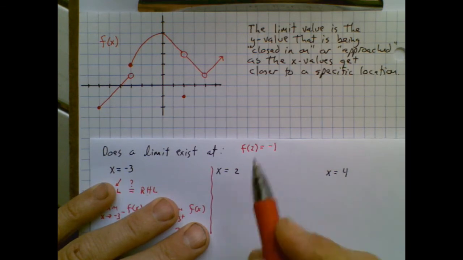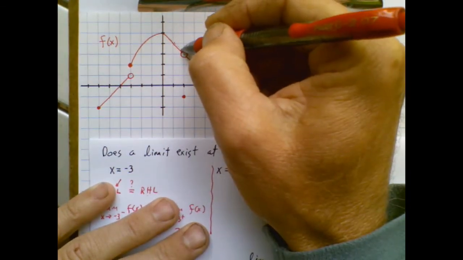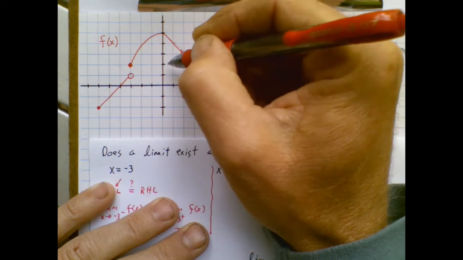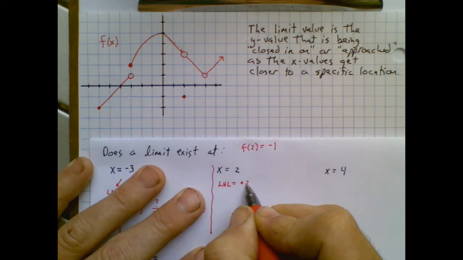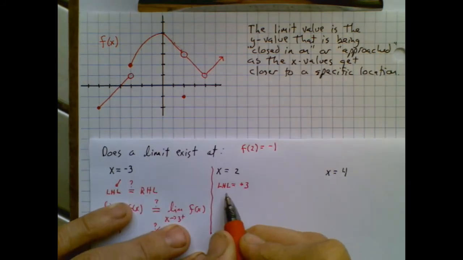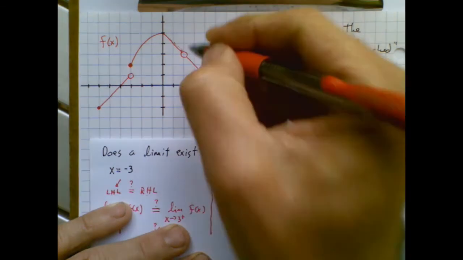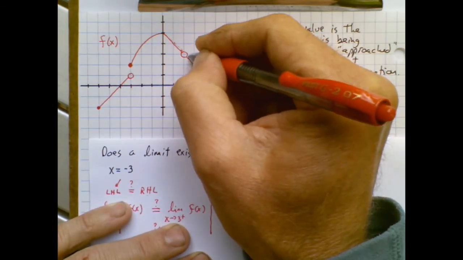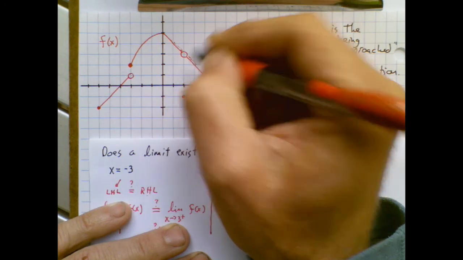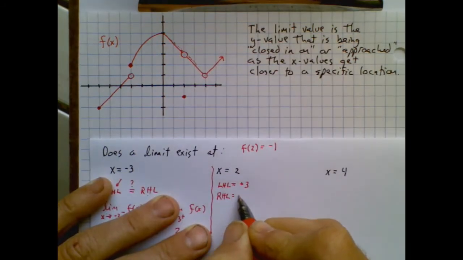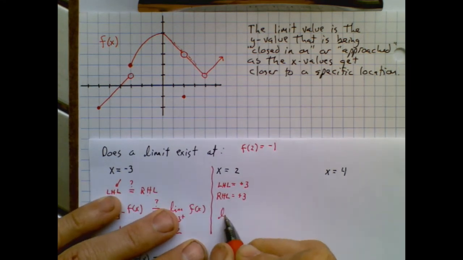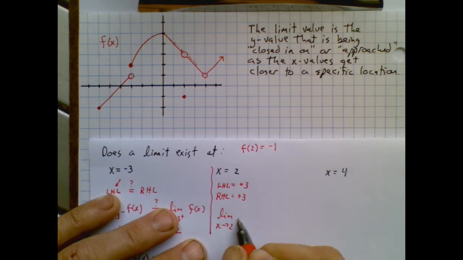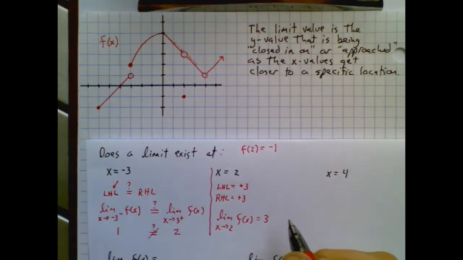As I approach 2 from the left, I'm closing in on a +3. So this is informal, and this would not fly for a math professor or an AP grader, but I'm going to do this one informally. Now I look at the right-hand limit. As I close in on 2 from the right, I'm still approaching +3, so I can say the limit does exist, and I can say the limit as x approaches 2 equals 3.